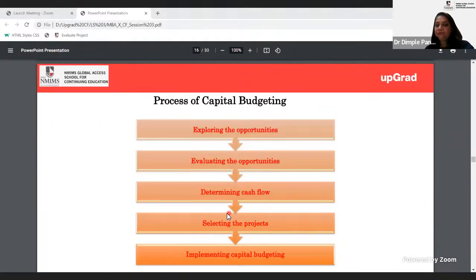Now, if you are the finance manager of the company and you have to understand which are the projects to be made investment in. So the management first has to explore the opportunities in the market.